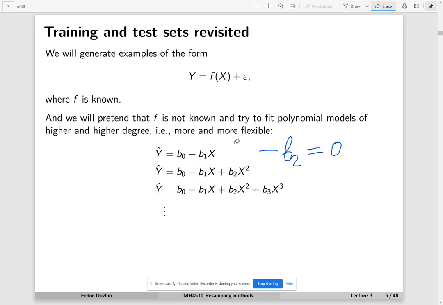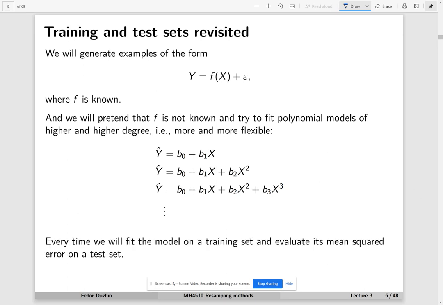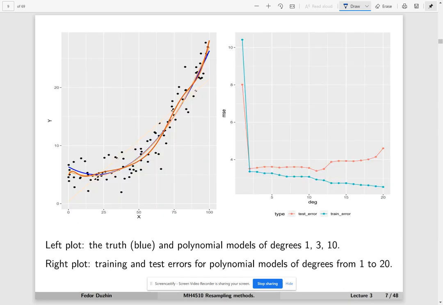Right? So which is why what we are going to see is that the more flexible the model is, the more predictors we have, the training error is going to be smaller, strictly smaller. And this is what actually happens. So we are going to fit our model on some simulated training set, and evaluate its mean squared error on some test set, also simulated. So here is the first example.